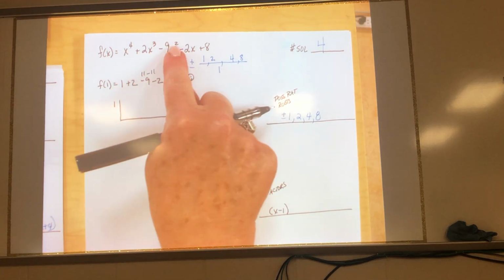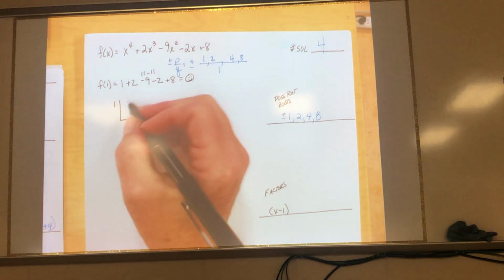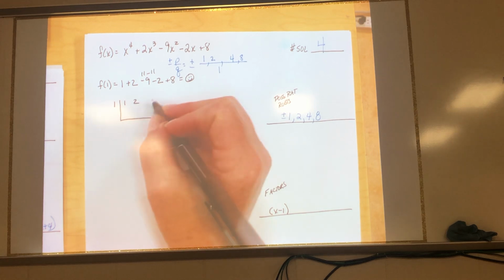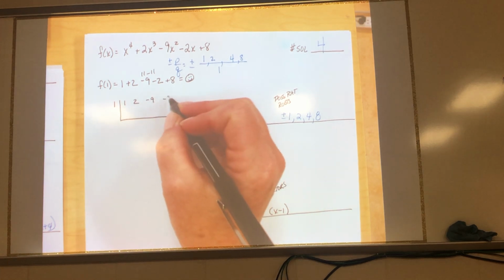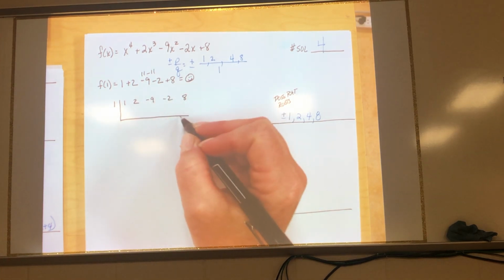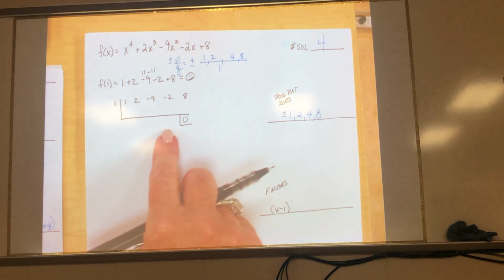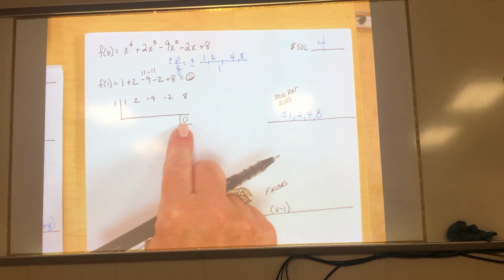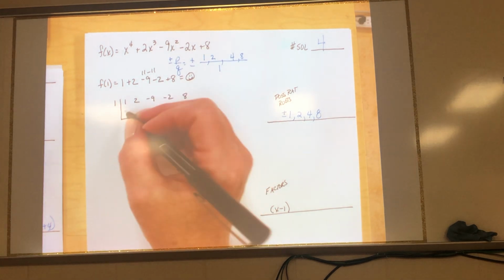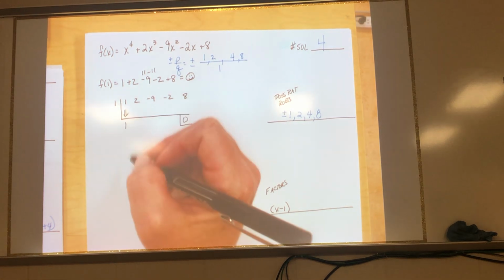4, 3, 2, 1, 0. So 1, 2, negative 9, negative 2, and 8. I know that's supposed to be a 0. I put him here because he keeps me on track, okay? I know what I'm supposed to get right there. So I bring my 1 down and I multiply.